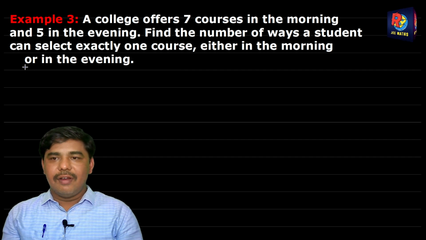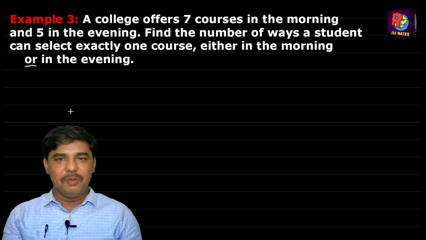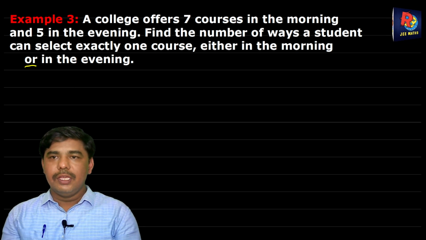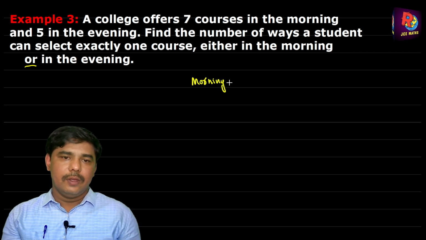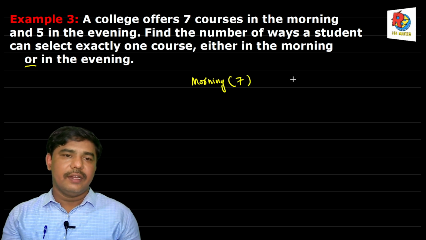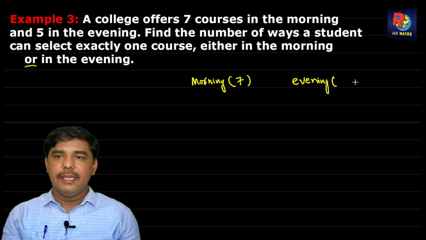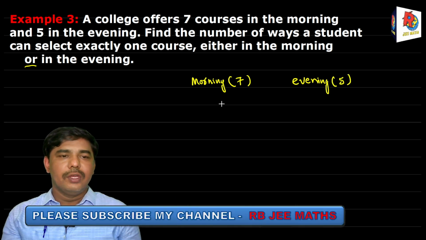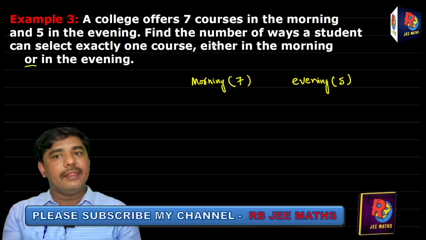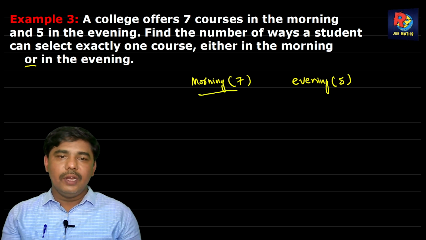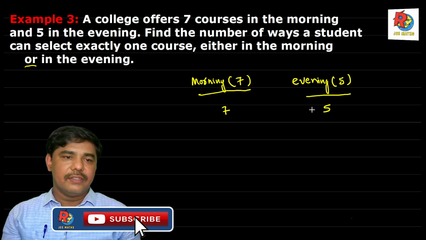You can see the condition: either in the morning or in the evening. You need to observe that. In the morning, how many courses are there? Morning, he has 7 choices. Evening, how many courses are there? Evening, he has 5 choices. Morning he has only 7 chances, evening he has only 5 chances.